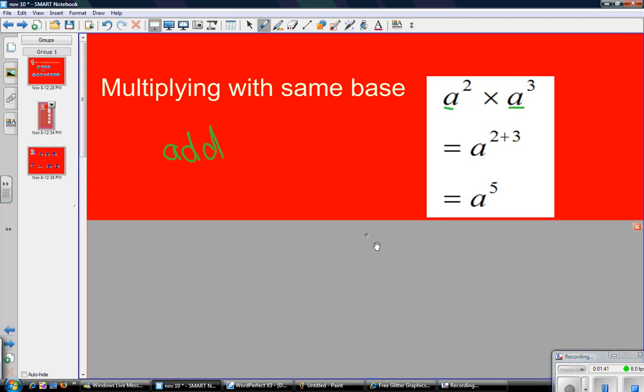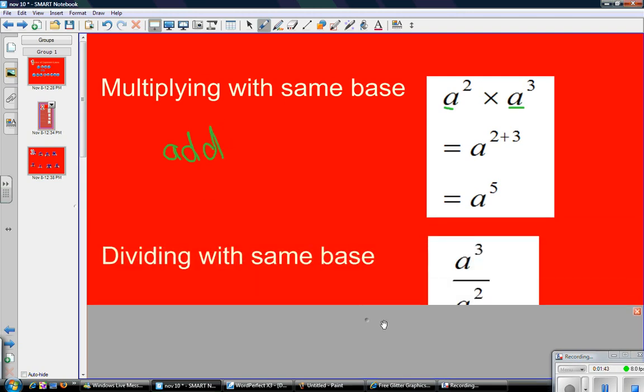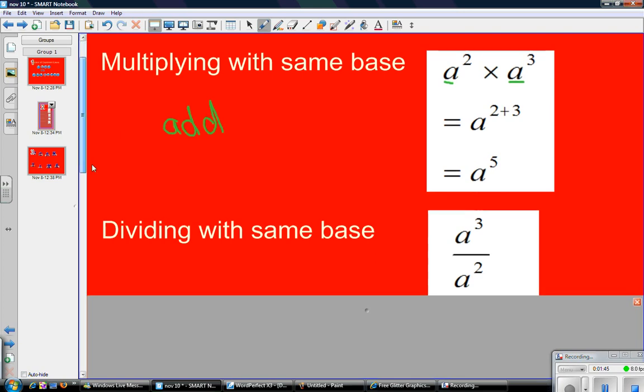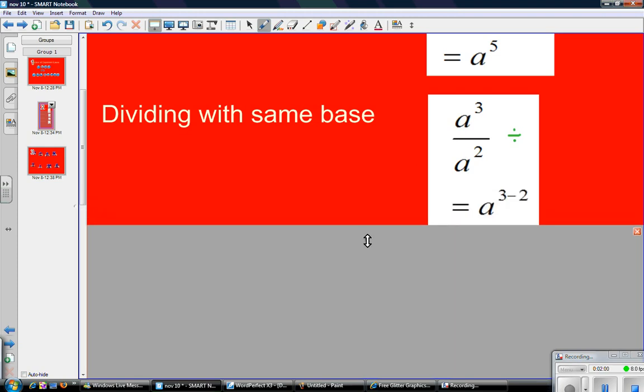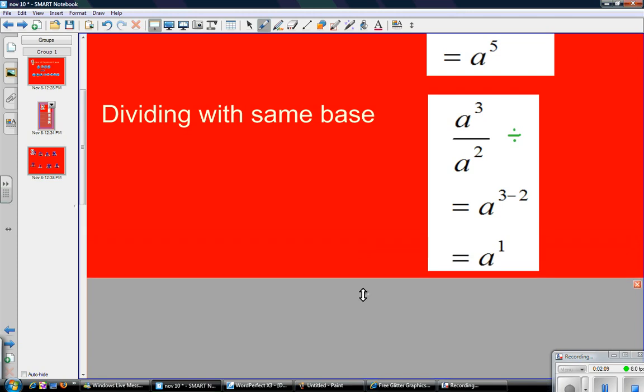The next law is when we're dividing bases. Now, sometimes the dividing could look like this, or they could actually use the division sign and put everything in one line. Either way, when you're dividing and your bases are the same like they are here, you take the exponents and you subtract them. So in this case, it would be 3 take away 2. Again, whether you show me that line or not, doesn't matter. And I end up with a to the positive 1.